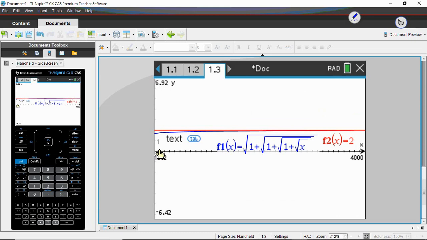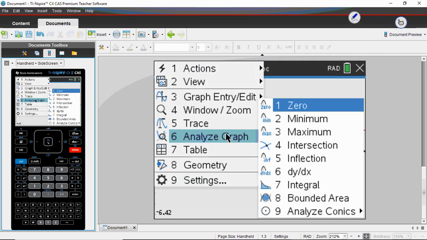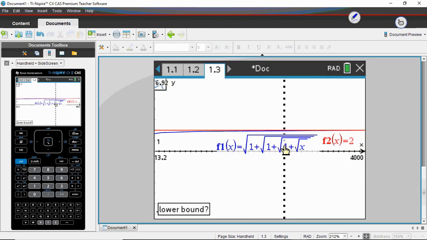Where we're going to find out for sure is we're going to go back to menu. We're going to analyze the graph and then find the intersection. When we click that, down in the bottom left-hand corner, it asks us for the lower bound. What this means is the calculator wants us to move this vertical line to be somewhere to the left of the answer. And we don't know where the answer is, but it's definitely not over here. So I'll just choose that.